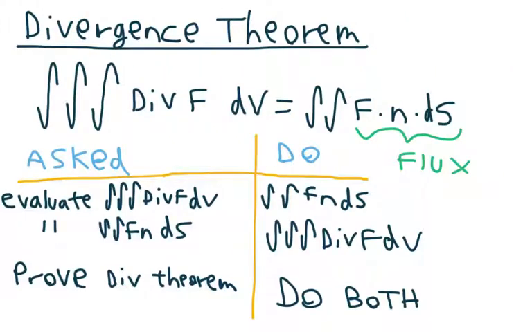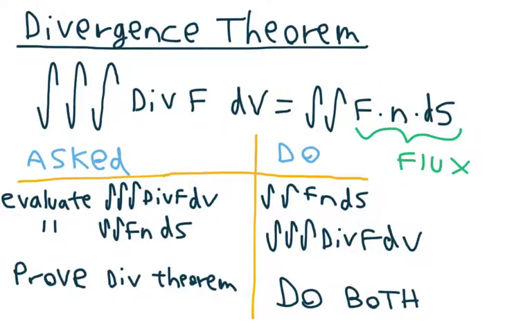Let's jump into it. The Divergence Theorem states that the triple integral of divergence F dV is equal to the double integral of F · n dS. That looks familiar, doesn't it? We saw it in a previous video. That's the flux. So if we were asked to evaluate the triple integral of divergence F dV, we simply do the flux. If we're asked to evaluate the flux, we simply do the triple integral of divergence F dV. And if we're asked to prove the Divergence Theorem, you have to do both.